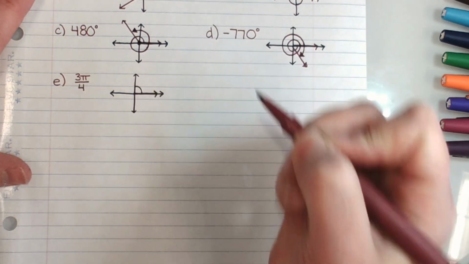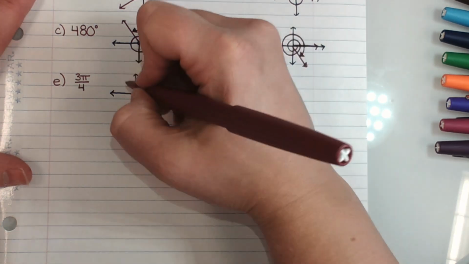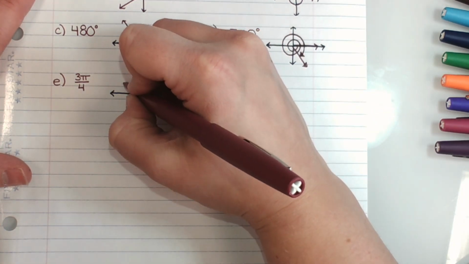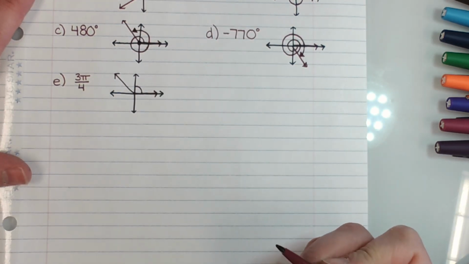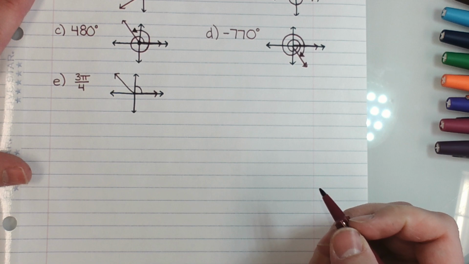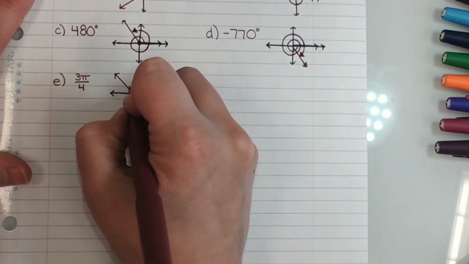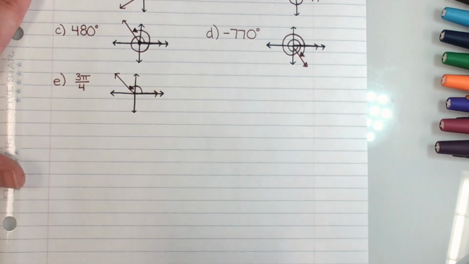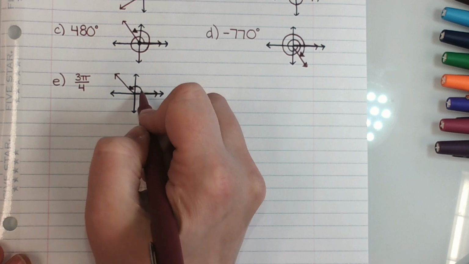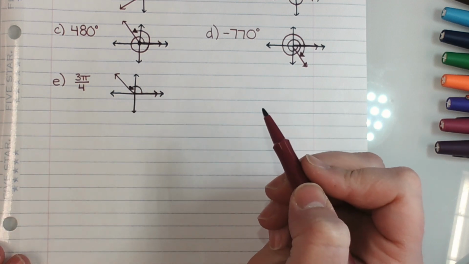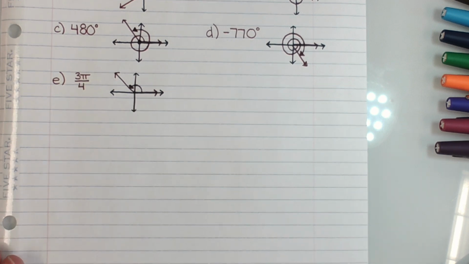From here to here is a 0.5 pi. If I went all the way to here, it would be a full pi. I don't want a full pi. I want 0.75 of the pi's. So I go bigger than a half, but smaller than a whole. Bigger than a half a pi, smaller than a whole pi.